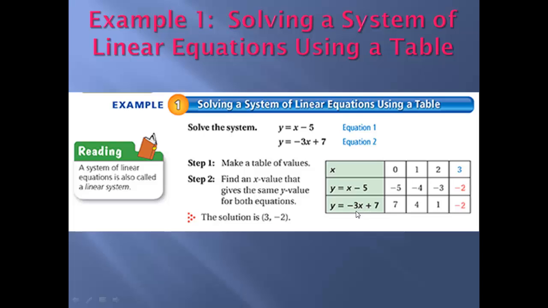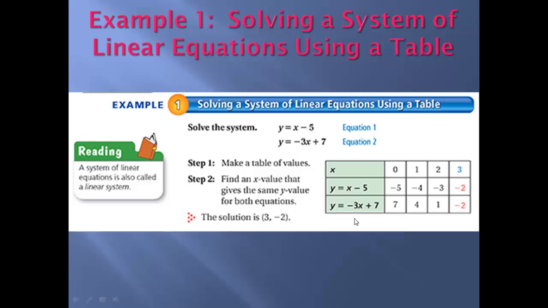Now for our second equation, y equals negative 3x plus 7, if we plug in 0, we're going to have negative 3 times 0, which is 0, plus 7 would be 7. Now if we plug in 1, negative 3 times 1 is negative 3, plus 7 is 4. Now we'll plug in 2, and negative 3 times 2 is negative 6, and negative 6 plus 7 is 1. And for our last point, we're going to plug in 3. Negative 3 times 3 is negative 9, plus 7 is negative 2.